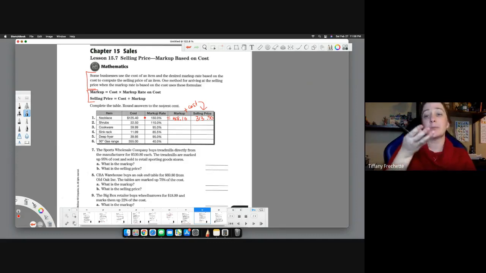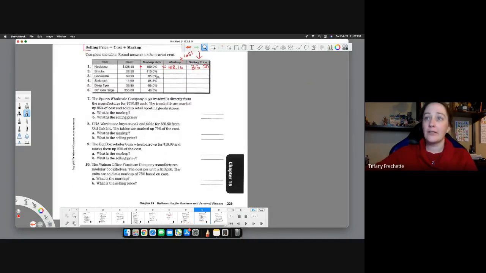So we're calculating the markup. How much are we actually going to mark it up? And then we're adding that back to the cost so that we know how much we're actually going to sell it for. So the rest of the calculations, I'm definitely going to let you guys finish that table off. And you're doing exactly the same thing on all of these problems below here. You're going to have a cost, and you're going to have a markup rate. So let's go ahead and look at this first one.